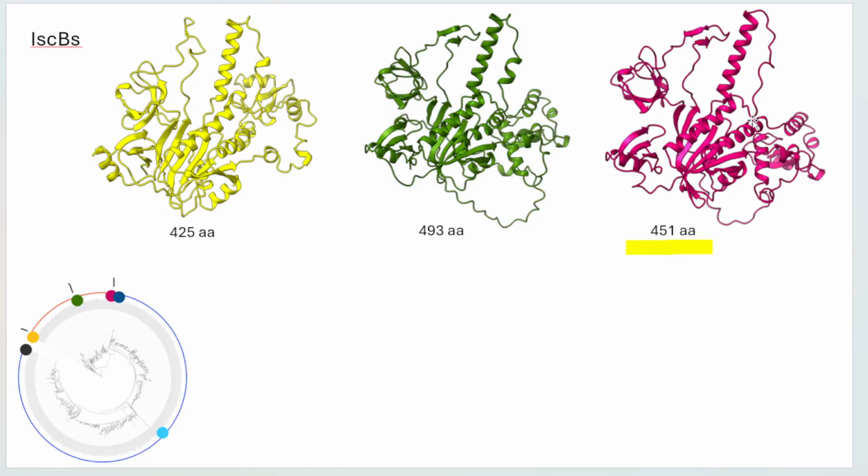So let's do the last thing. Let's talk about all the other ISCBs I sampled. So from across the entire phylogenetic sequence-based tree, I took from the beginning of the ISCB, from the middle, and from the end. And we get in yellow here, 425, in green here, 493, and in red, 451 amino acids, right? They all look pretty similar at face value. That's just how it is. Welcome to evolution.